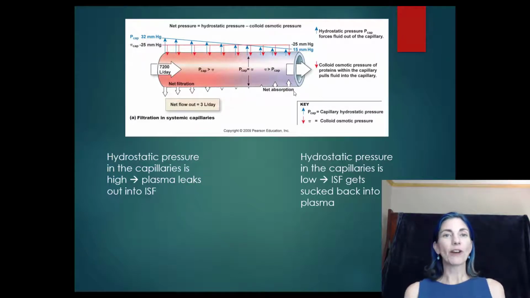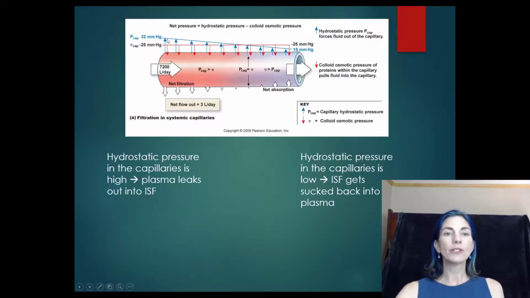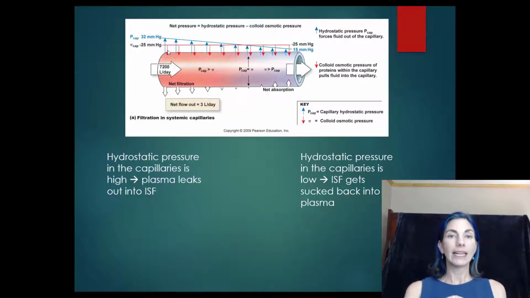However, we also have the hydrostatic pressure, which is pushing fluid out usually. So this picture right here is showing that when you are closer to the arterioles, the hydrostatic pressure is greater than the osmotic pull, and therefore the net is fluid is going to leave the capillaries and go to the interstitial fluid. In other words, the net is fluid is going to flow out of the capillaries into the interstitial fluid. But as you go down the capillaries, you lose pressure.